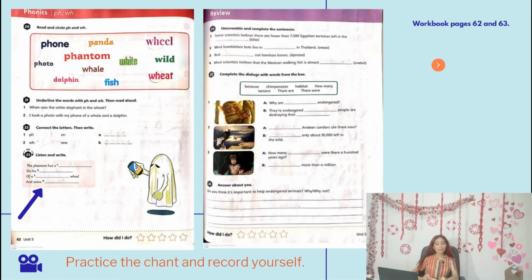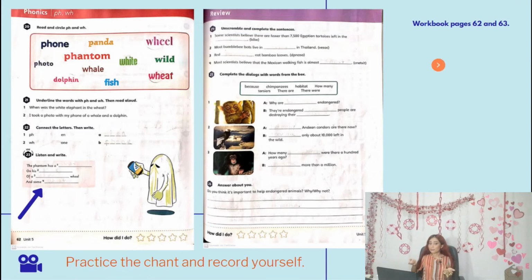And that's it. It's super short. So if you want to play one more time, you can go back and listen to it again. And now, remember that you need to practice this chant and record yourself reading this. A phantom has a on his of a wheel and some wheat. Okay, so of course it needs to be completed first of all, and then you need to practice and try to read it at the same rhythm that he is using. Like this.